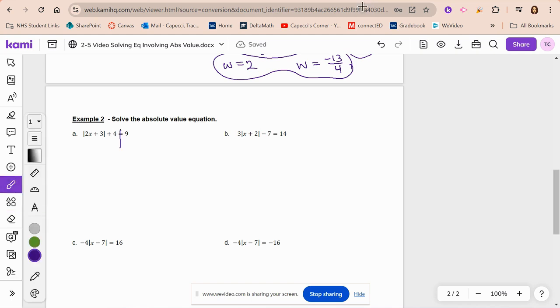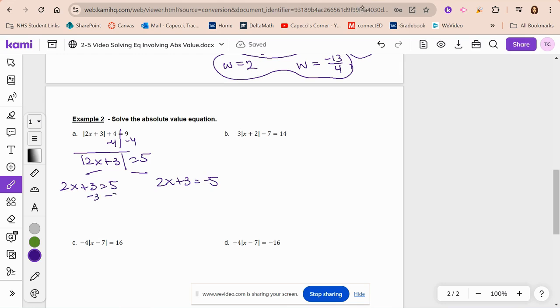So again, there's my wall. I'm going to subtract 4. And I have the absolute value of 2x plus 3 is equal to 5. Now at this point, my absolute value is by itself, so I can split it. So I have 2x plus 3 is equal to 5, and 2x plus 3 is equal to negative 5.